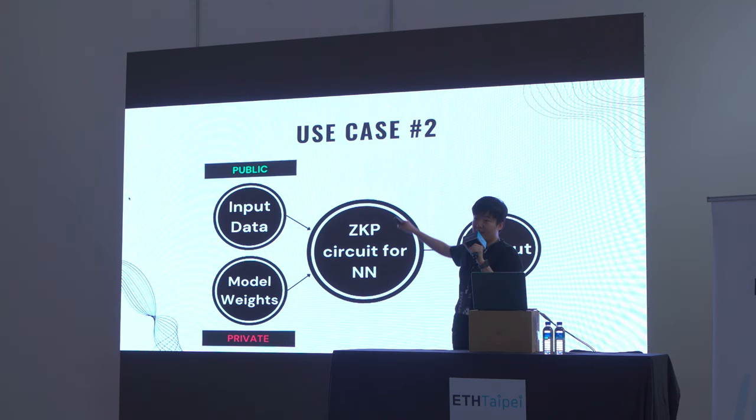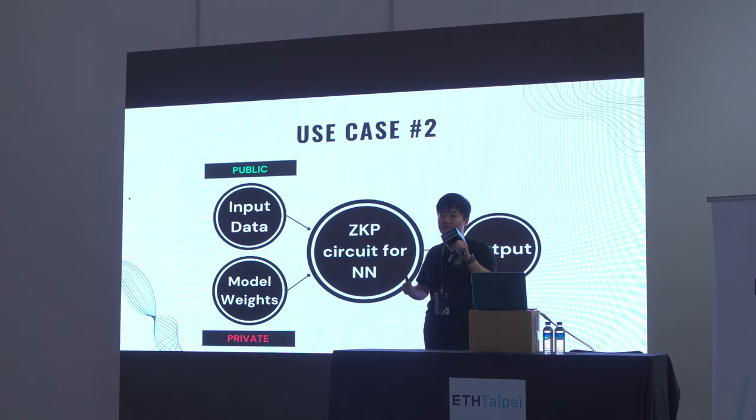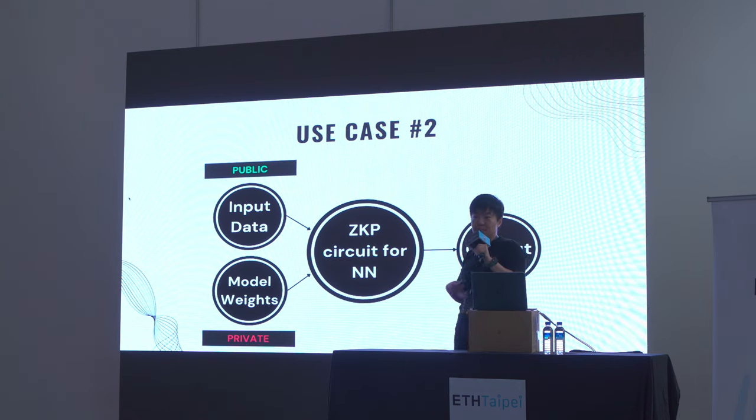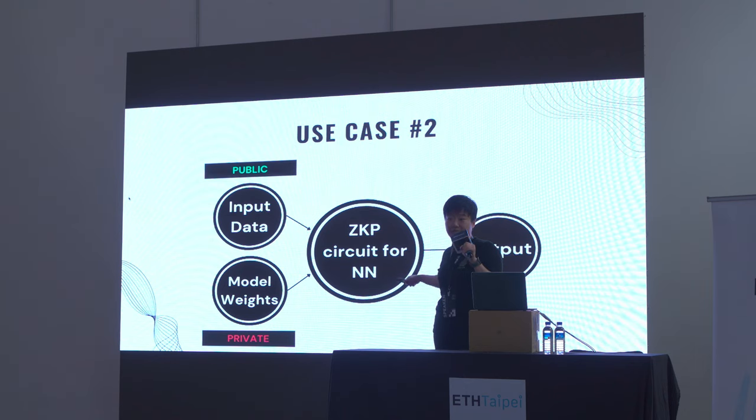And since the input data is public, you can make sure that it is your data that you want to put through. A good example might be Stable Diffusion. Right now, of course, there's a lot of open source like Hugging Face, where you can run your own model and generate an image. But there are also other services like Midjourney, where they hide the model, so you don't really know what is going on under the hood.